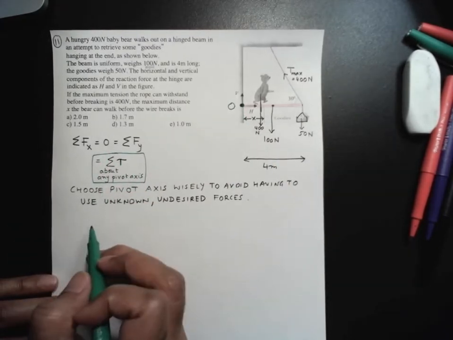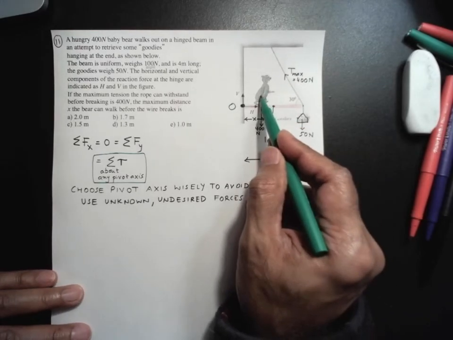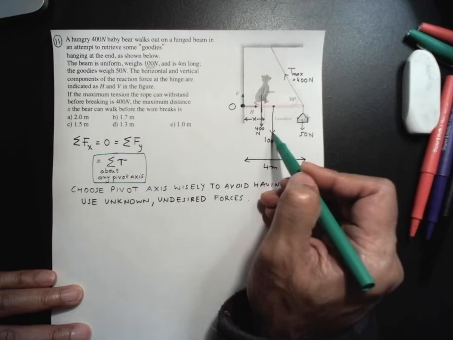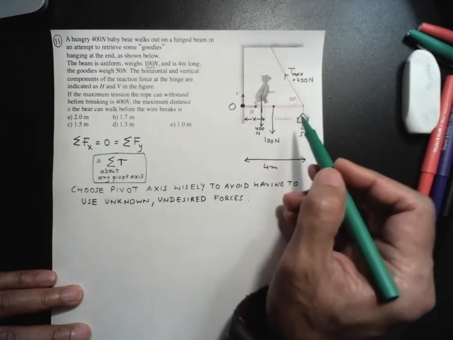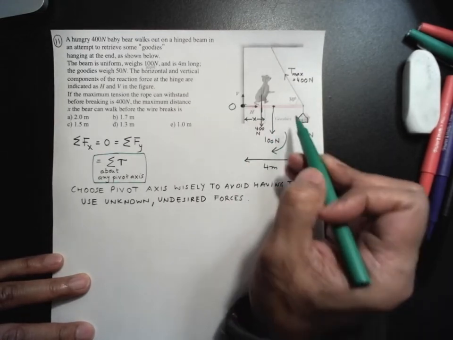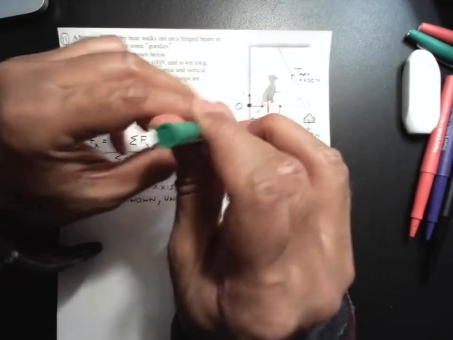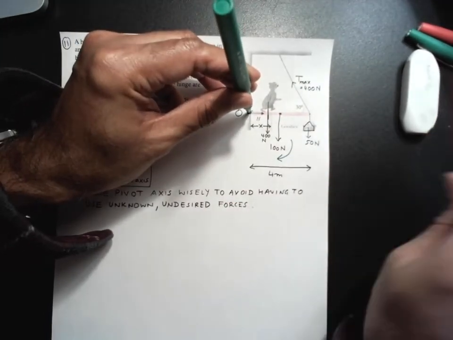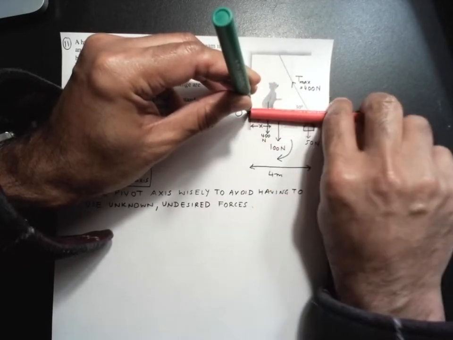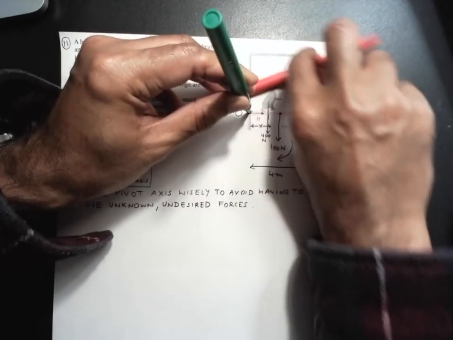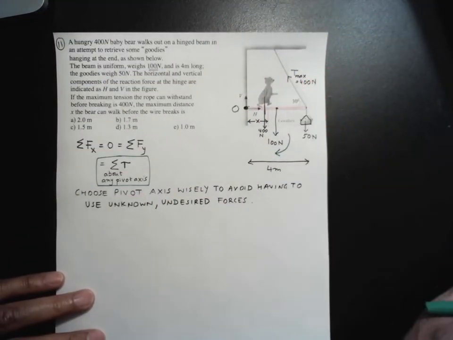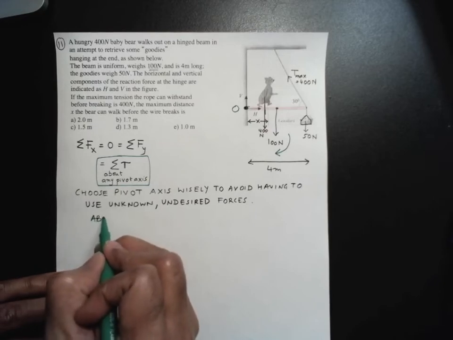And so you'll notice that the weight of the bear, the weight of the beam, and the goodies are all trying to make this beam go in the clockwise direction. They're trying to rotate it about this pivot axis, clockwise. The only thing counteracting them is the tension, which is trying to make it go the other way, counterclockwise.